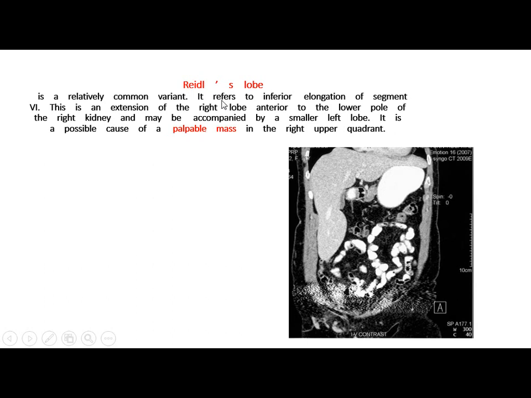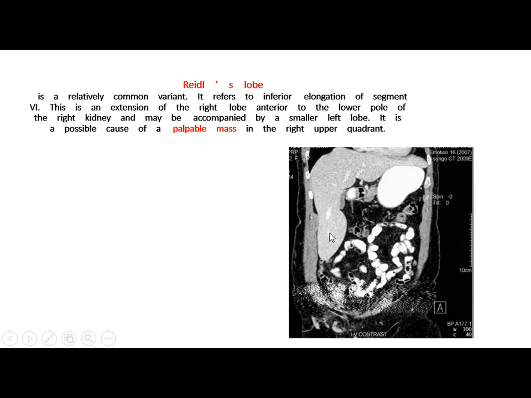A few points about Riedel's lobe. It is a relatively common variant. It refers to inferior elongation of segment 6 of the right lobe, which extends to the lower pole of the right kidney, and may be accompanied by a small left lobe. It is clinically important because it can make a palpable abdominal mass, and it is a normal variant.